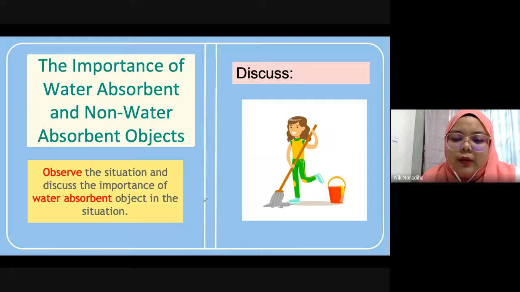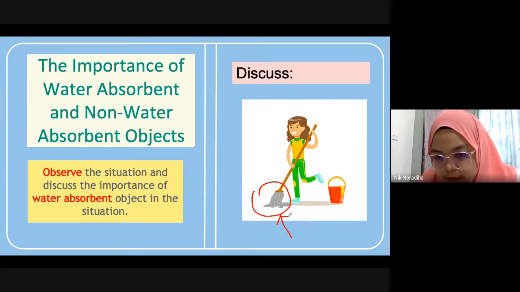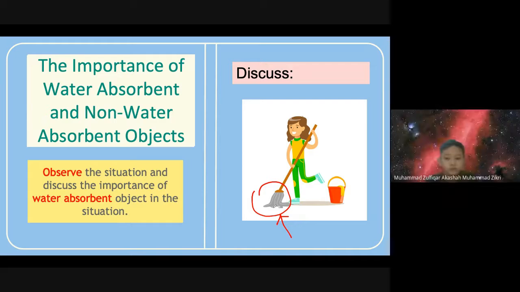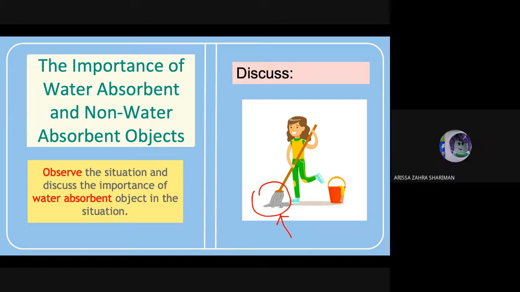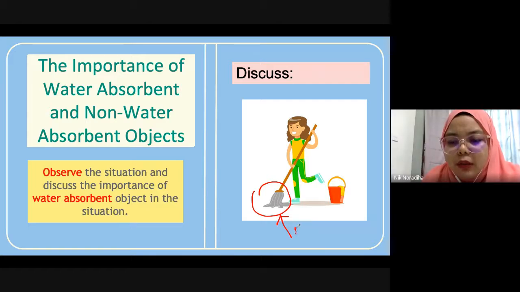All right, now the third one. This one, Arisa Zahra. Can Arisa tell the teacher what is this? What do we call this? Mop. Mop, correct. Can a mop absorb water or not, Arisa? Yes. Yes, good job. Thank you.